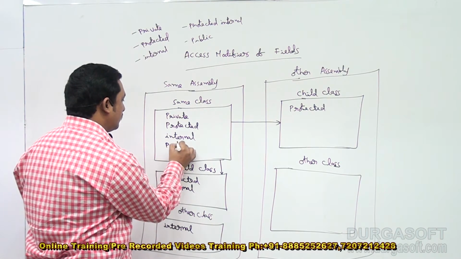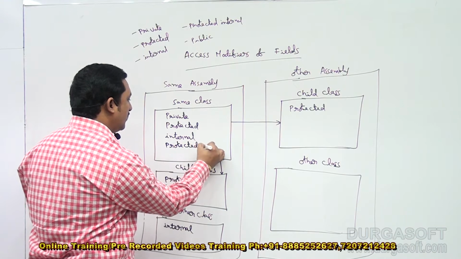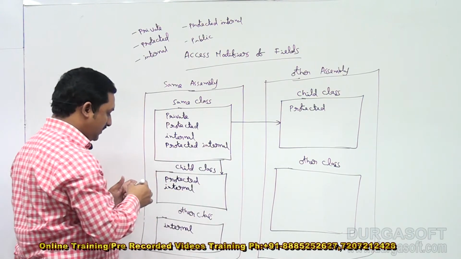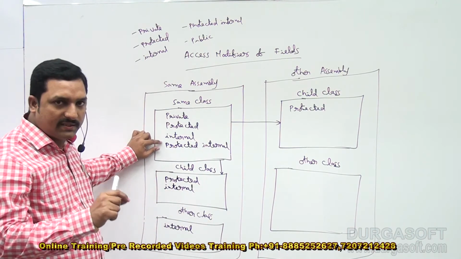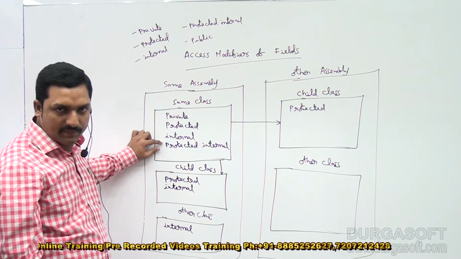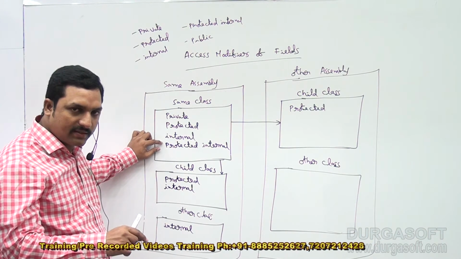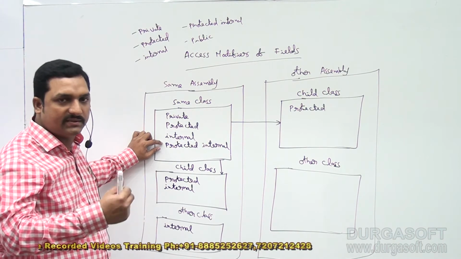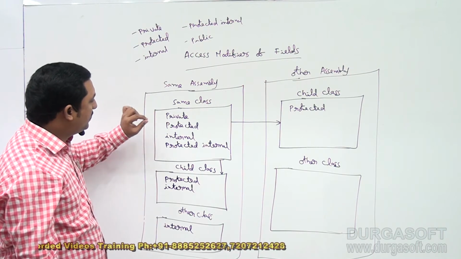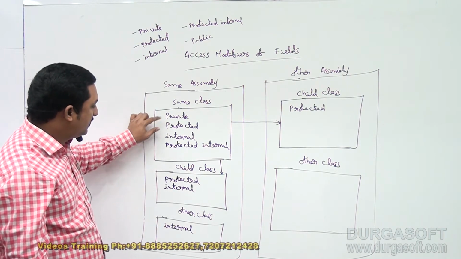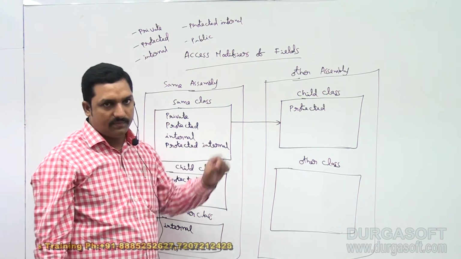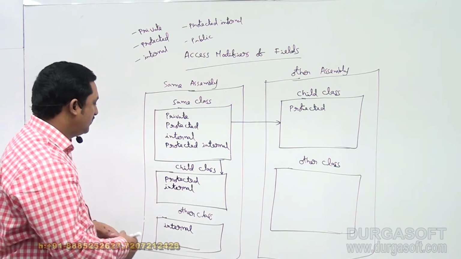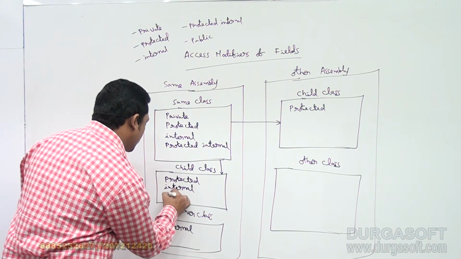protected internal. This one is a combination of both protected plus internal at a time. That means wherever protected is accessible, there itself this one is accessible. Wherever internal is accessible, there itself this one is accessible. It's a union of both protected plus internal. See, tell me where this protected is accessible? Here, here and here, right? There itself undoubtedly protected internal is accessible. So here we can access that protected internal.